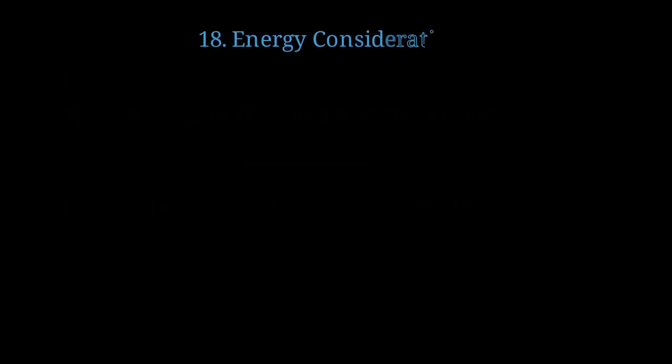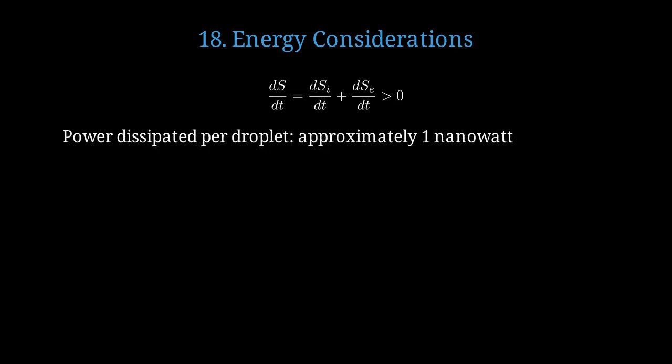These systems require constant energy input to maintain their far-from-equilibrium dynamics. The second law of thermodynamics still applies. Total entropy increases, but the system exports entropy to maintain internal order. Each oscillating droplet dissipates approximately 1 nanowatt of power, about a billion times less than a typical LED light. This power comes from the chemical potential energy of reactants, which is converted to heat during the oscillation cycle.